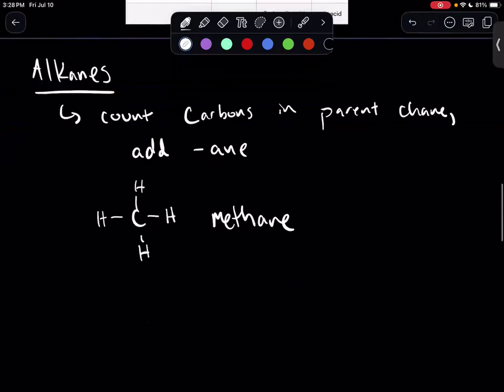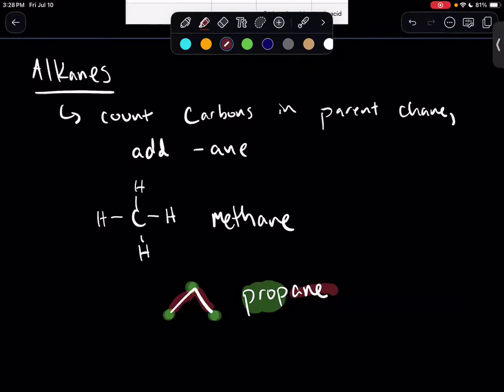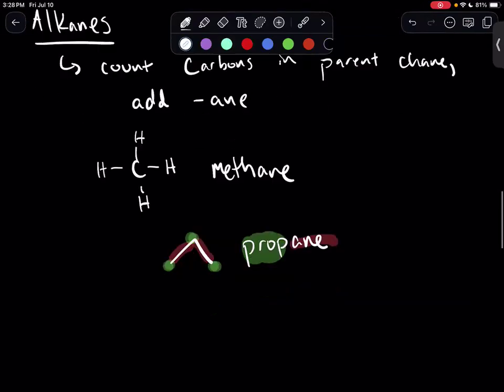If we have 3 carbons using a skeletal structure, 1, 2, 3 carbons, that will be prop, and they're all single bonds, so ane. So what I might do is highlight what each refers to. Prop refers to the 1, 2, 3 carbons, and ane refers to the single bonds. And by putting it together, this is how we get our names for our alkanes.